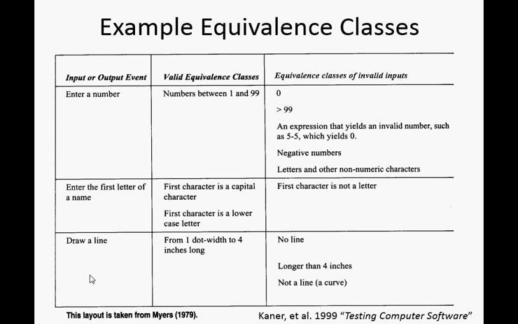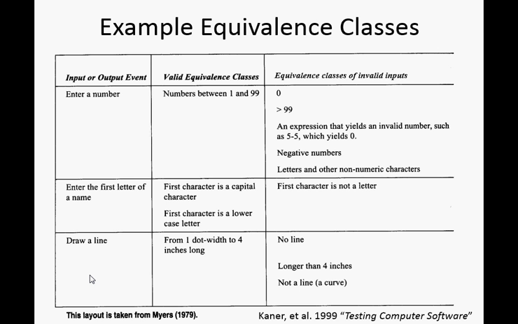But then you also want to make sure that it works properly when you enter invalid inputs: something greater than 99, something that's 0, a negative number, an expression which isn't even a number, or an expression that evaluates to a number, but it's not directly a number. These would be good things to put in.